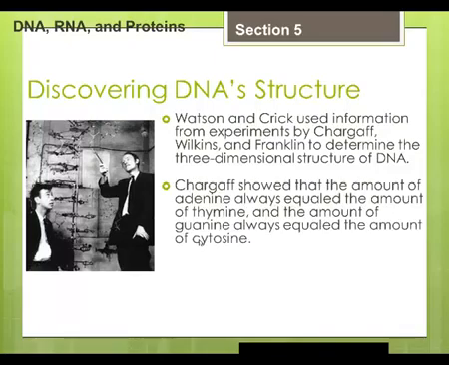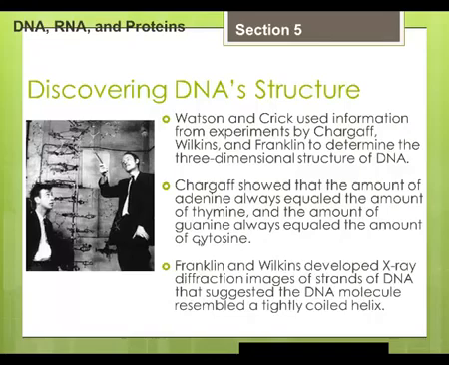Chargaff showed that the amount of adenine always equaled the amount of thymine. So they were always equal. So they knew that probably adenine and thymine would work together in some way. And the amount of guanine always equaled the amount of cytosine. So they started to realize that probably these 2 substances were pairing in some way.